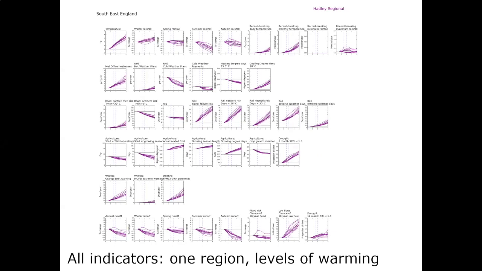Again, I'm not going to talk in detail about the results, just to point out that for some of these indicators, the relationship between global warming and indicator is relatively linear. For some of them, the relationship is highly non-linear. Some of them, the impacts increase substantially, then slow down. Some of them start off slowly and then increase. So we can't assume a linear relationship between increase in temperature and indicator. And impacts at 4 degrees aren't twice as bad as impacts at 2 degrees.